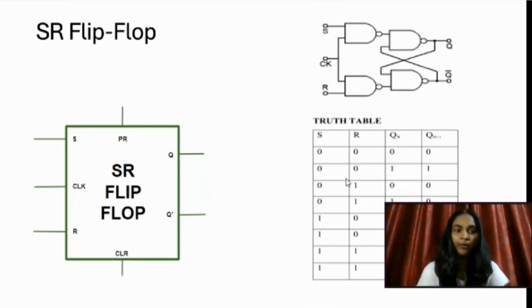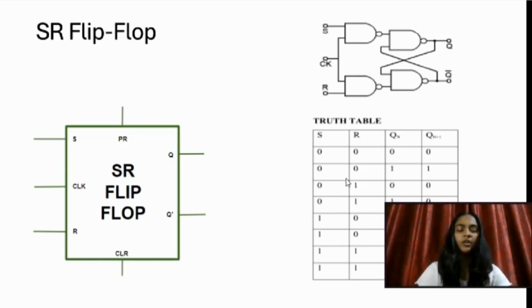We have four operations of SR flip-flop. Case 1 is when PR equals CLR equals 1. The asynchronous inputs are inactive and the flip-flop responds freely to S, R and CLK inputs in the normal way. Case 2 is where PR equals 0 and CLR equals 1. This is used when the output Q is set to 0.